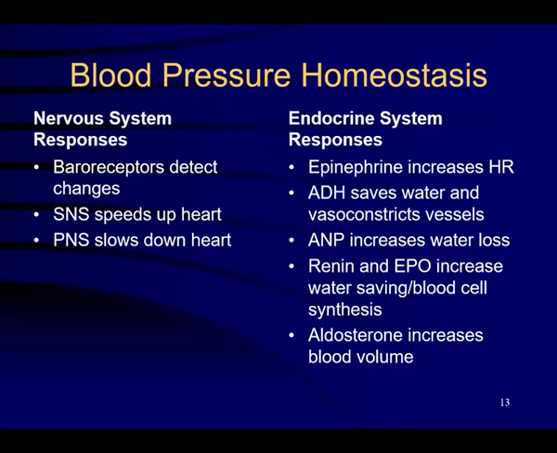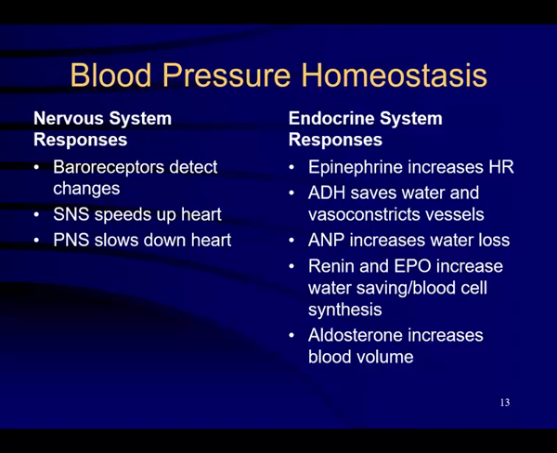The endocrine system: epinephrine, again the sympathetic nervous system also works through norepinephrine, the neurotransmitter, but epinephrine, the hormone, will also increase heart rate. ADH will be released, and ADH makes you save water. It also constricts some of the vessels to increase peripheral resistance. Both of these will make your blood pressure go up. Now, if your blood pressure has gone up and the endocrine system is involved, it's going to suppress the release of ADH, so you actually pee more.